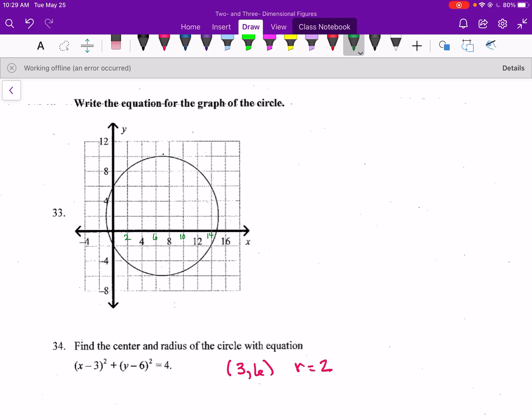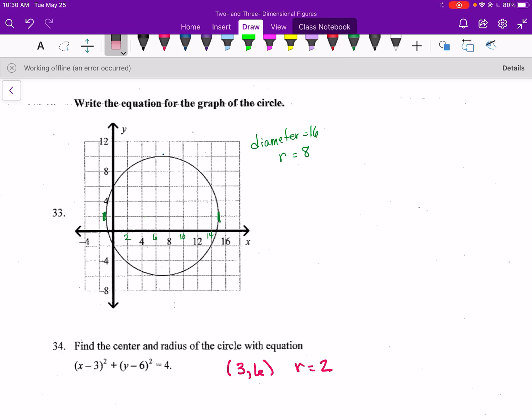So I'm going to figure out, it looks like right here and right here are my widest points. So let's just count across and see how wide this thing is. So 1, 2, 3, 4, 5, 6, 7, 8. Okay, so it's 8 times 2. It's 16 units across. That's my diameter. Which means my radius is 8. Okay, all I did was count. That's all you have to do.